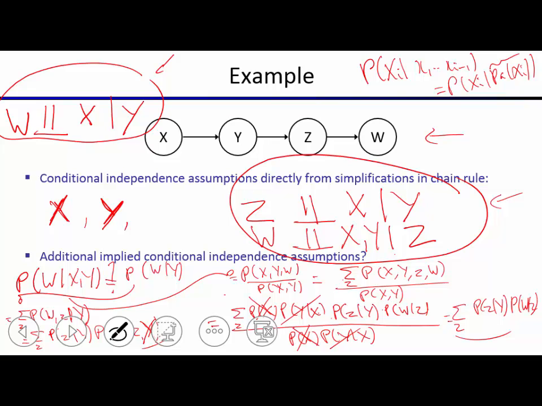Now the goal for the remainder of this lecture is to build a formalism such that things that look intuitively right to us by just looking at the graph can be directly justified by looking at the graph. So we'll be able to prove things like W independent of X given Y by just looking at the graph, without having to expand this into a computation like this.